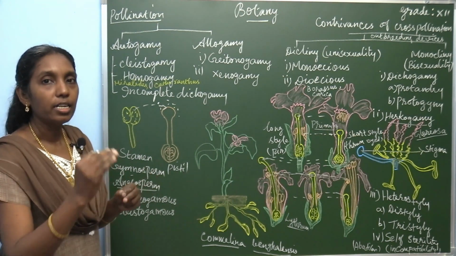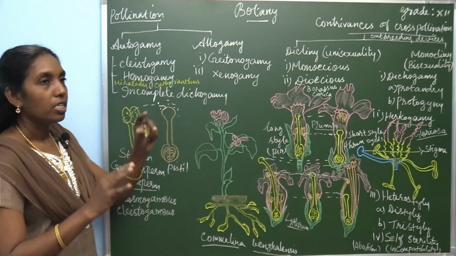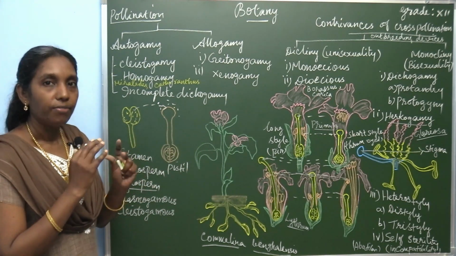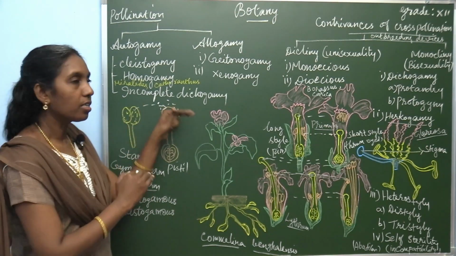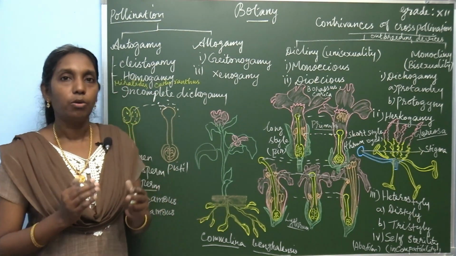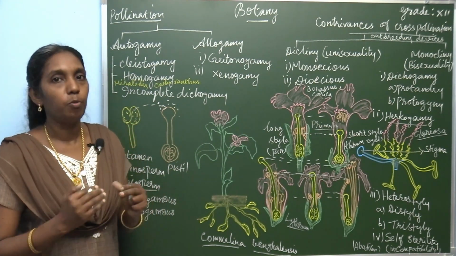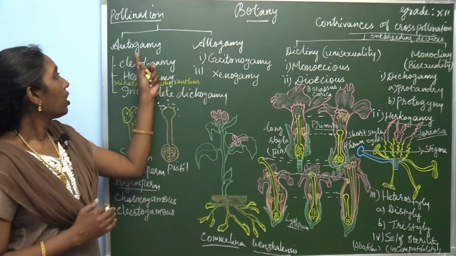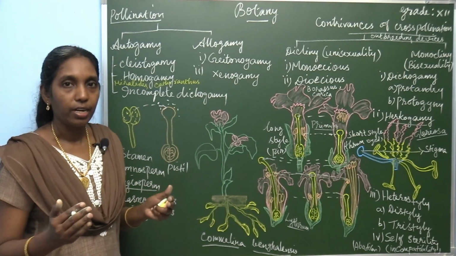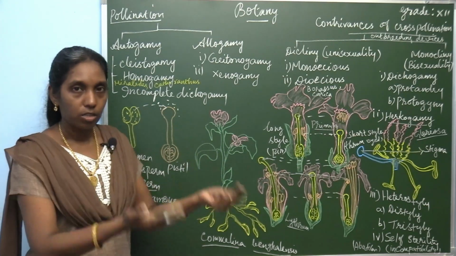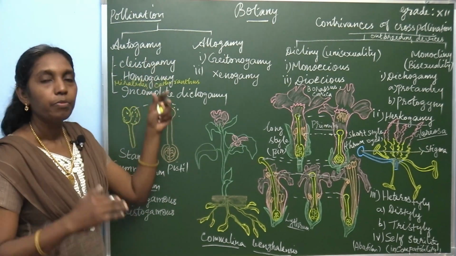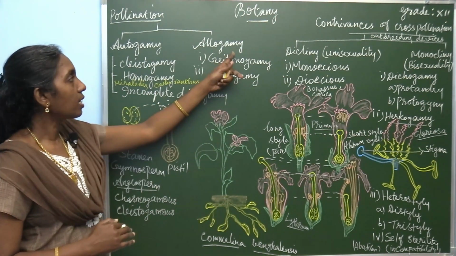Before learning about cleistogamous and chasmogamous, there are different types of pollination based on the flower on which the pollen grain reaches the stigma. Pollination is classified into two different types: autogamy and allogamy. Auto, as you know, is self-pollination. There are two different types, self-pollination and cross-pollination. Self-pollinated flowers are known as autogamy, and cross-pollinated flowers are known as allogamy.